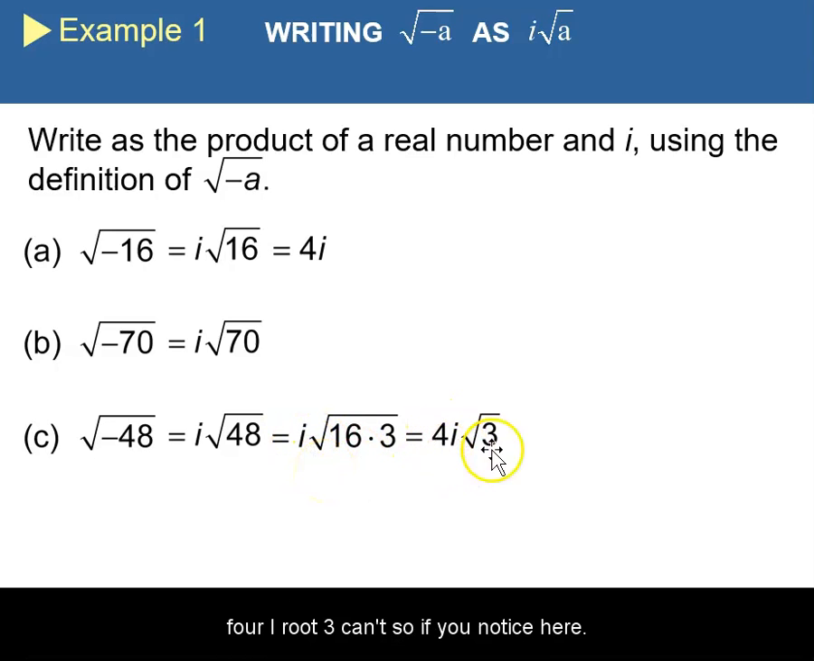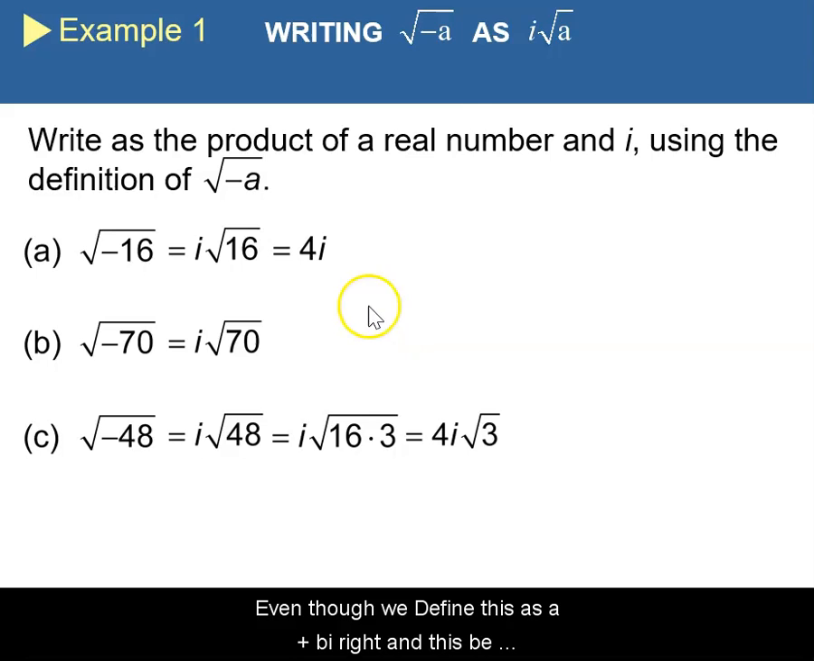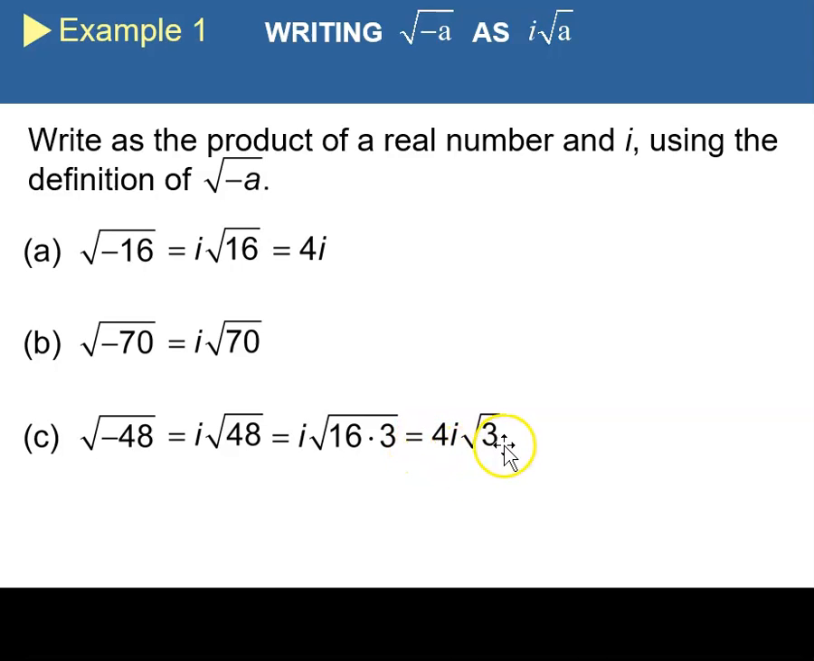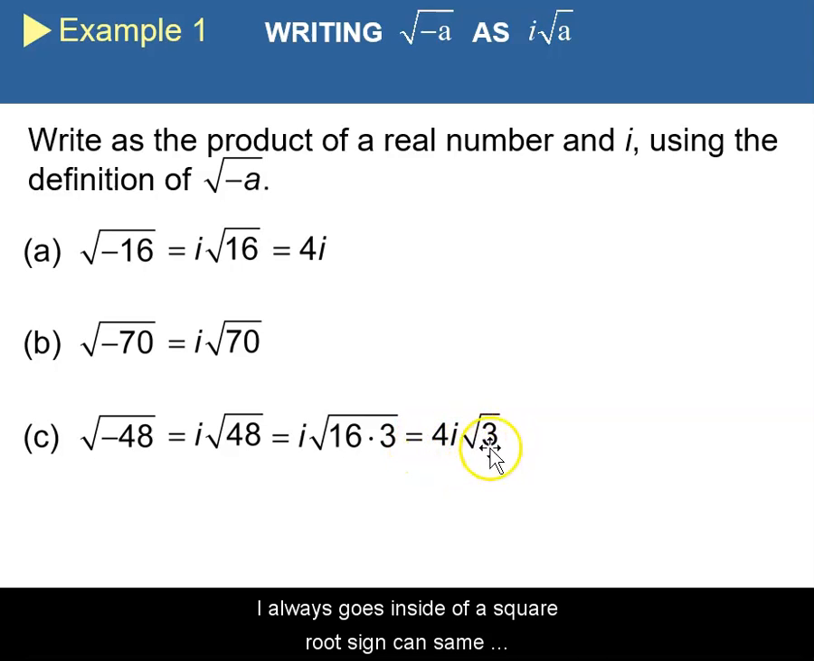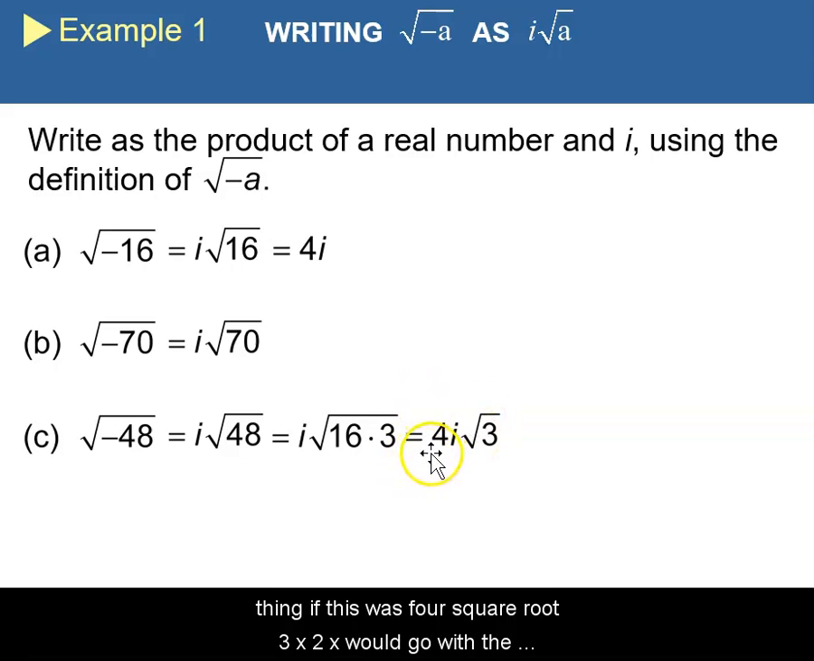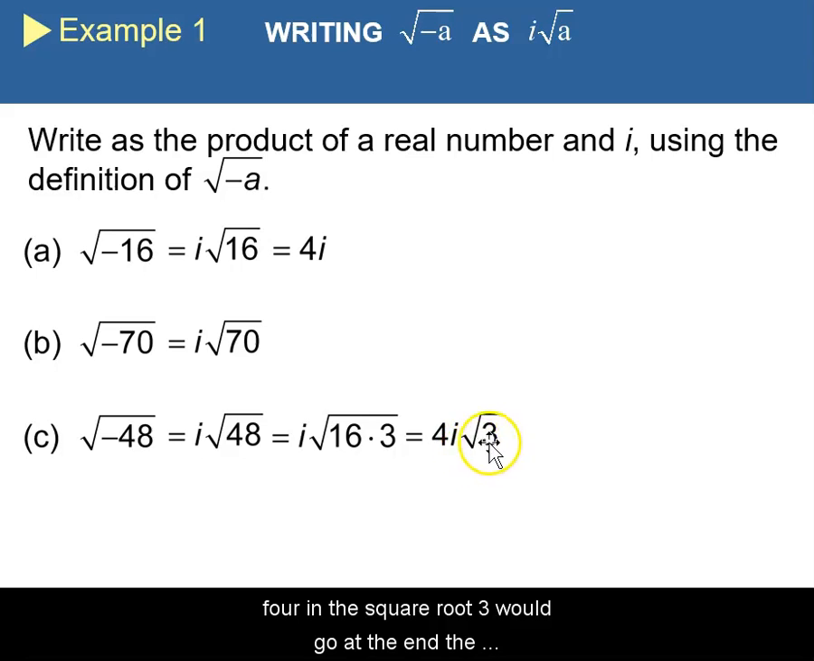Okay, so if you notice here, square roots are always at the end. Even though we define this as a plus bi, right, and this b here is 4 root 3, the i always goes outside of the square root sign. Okay, same thing if this was 4 square root 3x, the x would go with the 4 and the square root 3 would go at the end.